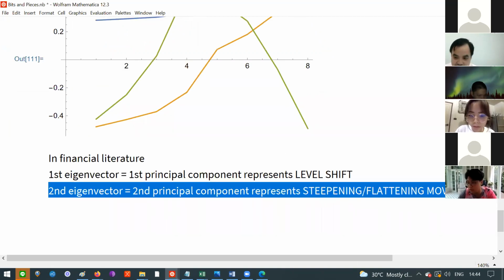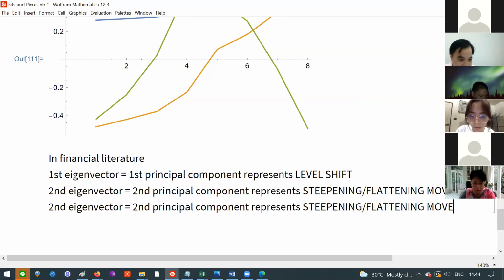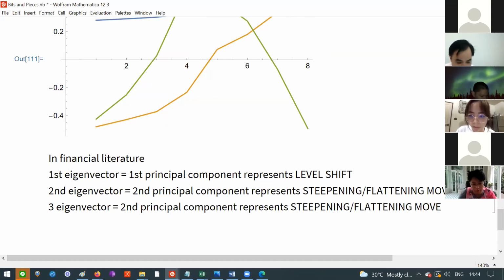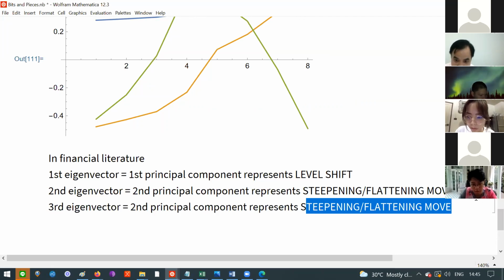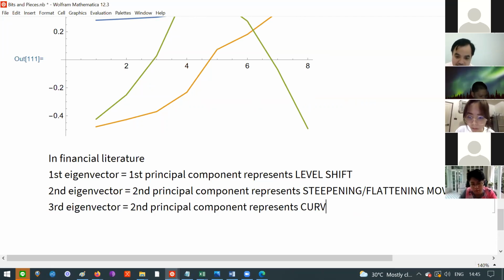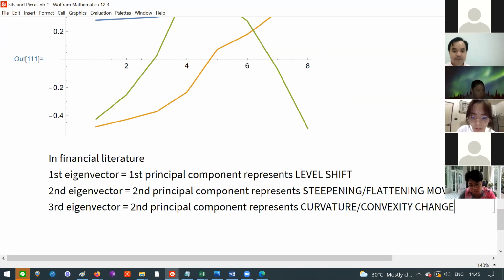The third, okay, you don't have to pay attention to this, represents curvature or convexity. Okay. Now, here's the point.